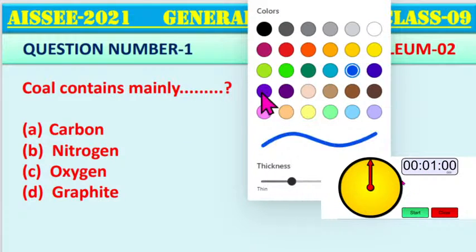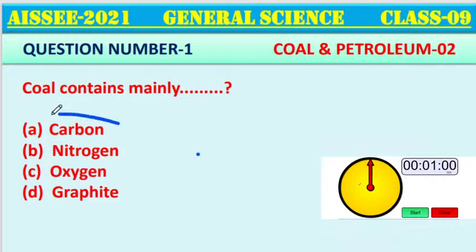Okay. So carbon is the correct answer here because coal contains mainly carbon. That's why when we burn coal, carbon dioxide is coming out. So carbon is the main constituent of coal. Very good, Yogendran. Graphite is also a type of carbon, an allotrope of carbon. So coal contains mainly carbon.